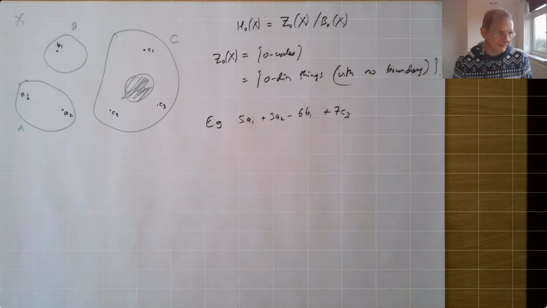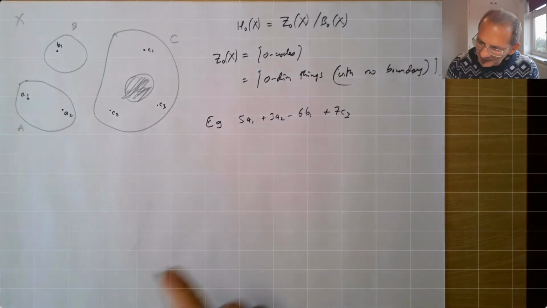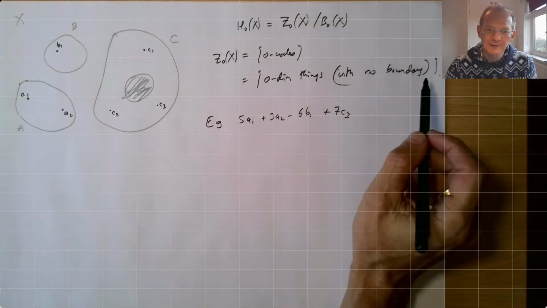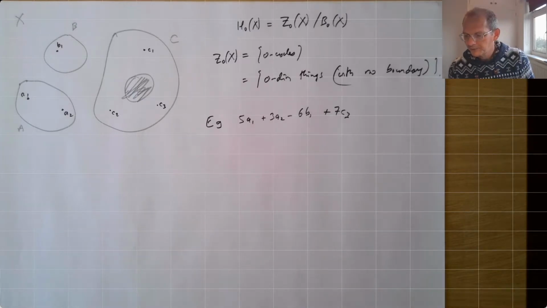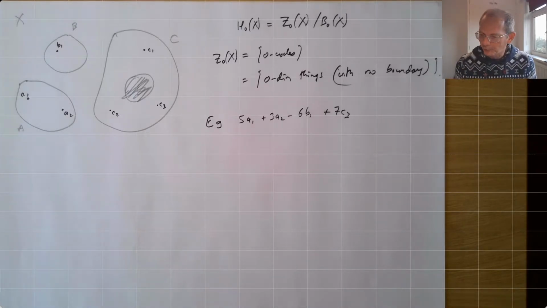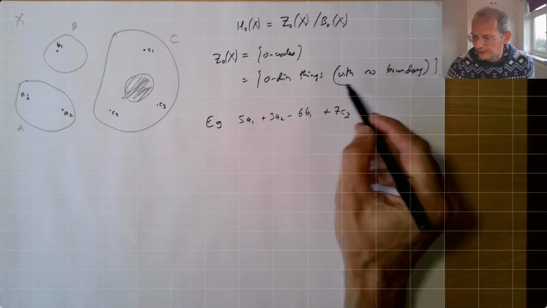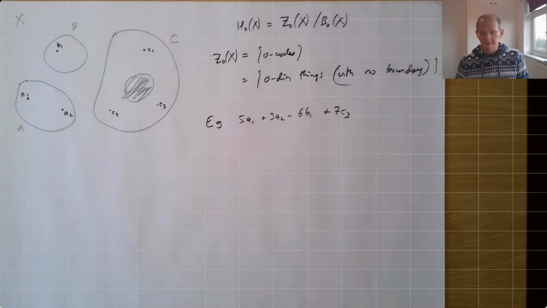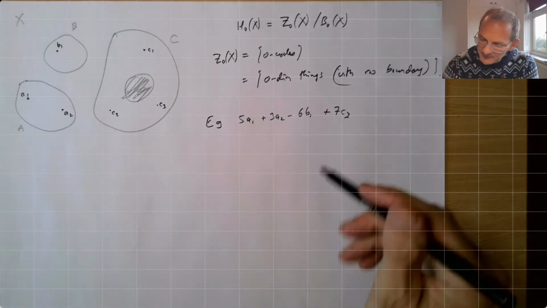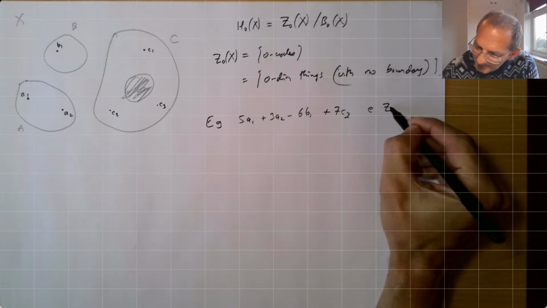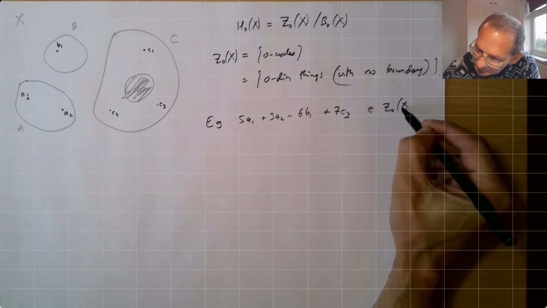I mean, points are zero-dimensional. Lines are one-dimensional, planes are two-dimensional, but points are zero-dimensional. I said "with no boundary" in brackets. That's just because the convention is that the boundary of a point is empty. Points don't have any boundary, so any zero-dimensional thing just doesn't have any boundary automatically. So that's kind of spurious in this case. So this counts as an element of Z0X.